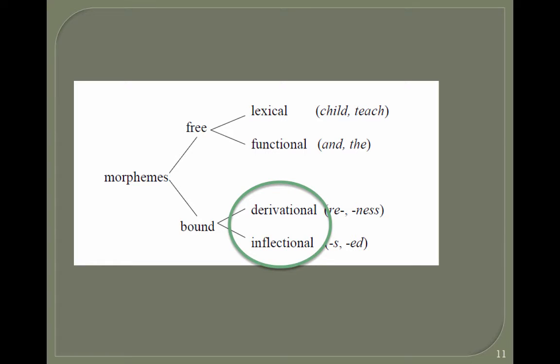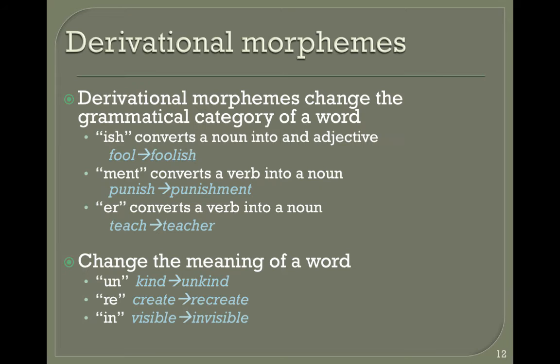Let's take a look at these and try to distinguish between these two types of bound morphemes. Derivational morphemes, this is the same sense of derived as we saw in chapter 5. So they change the grammatical category of a word when we add them to an existing morpheme or stem. Here's just a few examples. We can add ish, and it changes a noun into an adjective. Fool is a noun. Foolish describes someone with a certain quality. It's an adjective. And they can also change the meaning of a word. So we can add un, re, or in to stems, and it makes the stem have a new meaning.